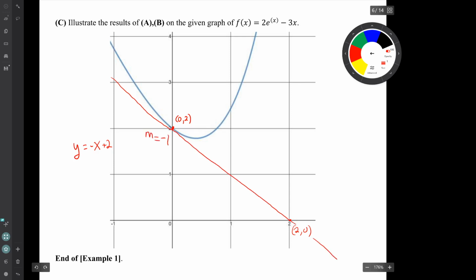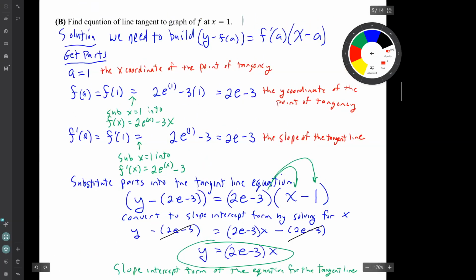So there's a tangent line with slope -1 that goes through the point (0, 2). That's the result of question A. Now in question B, we had to find the equation for the line tangent to the graph of f at x equals 1. So we have to draw that tangent line.